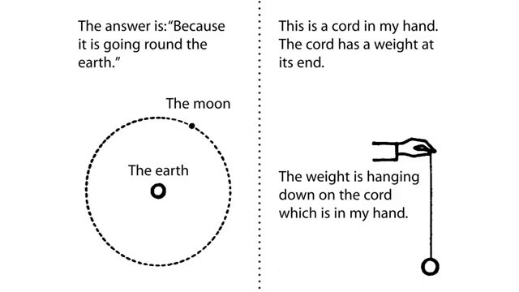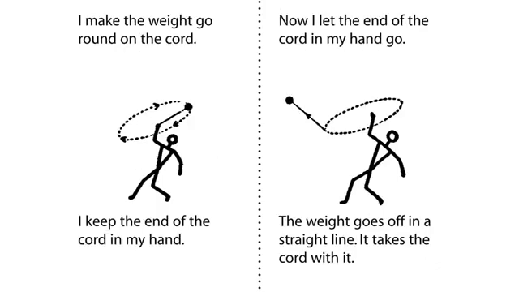This is a cord in my hand. The cord has a weight at its end. The weight is hanging down on the cord, which is in my hand. I make the weight go round on the cord. I keep the end of the cord in my hand. Now I let the end of the cord in my hand go. The weight goes off in a straight line. It takes the cord with it.